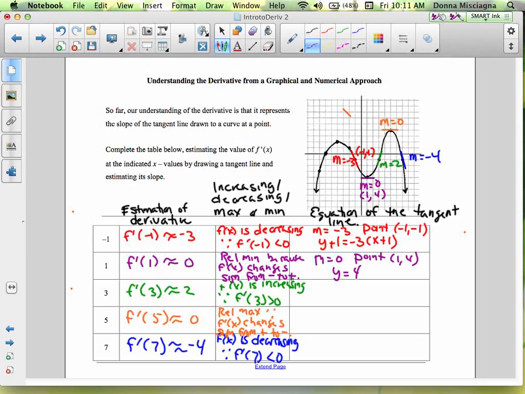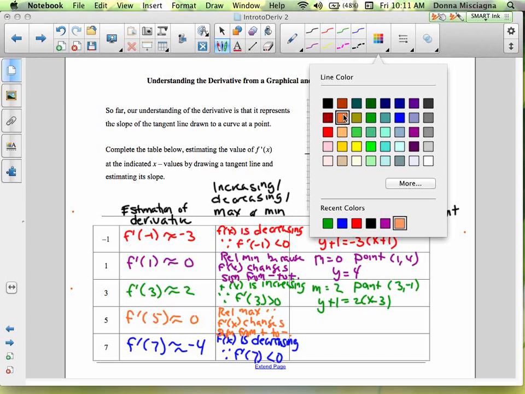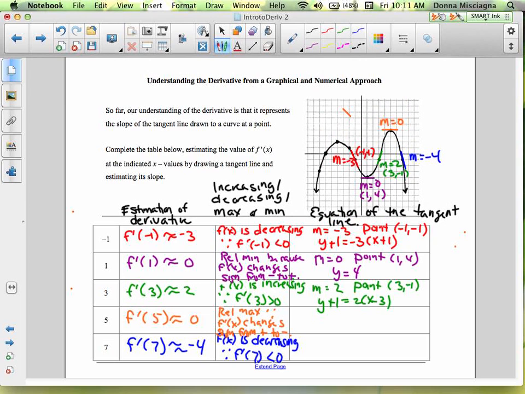All right, so now let's look at the next one. That point is 3, negative 1. The slope is 2. Sorry, my shadow's blocking. The point is 3, negative 1. So this will be y plus 1 equals 2 times x minus 3. The next one, I'm trying to color code it.